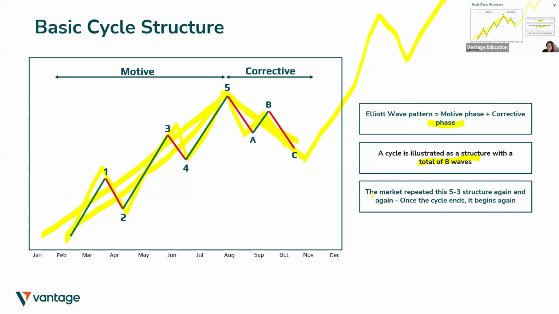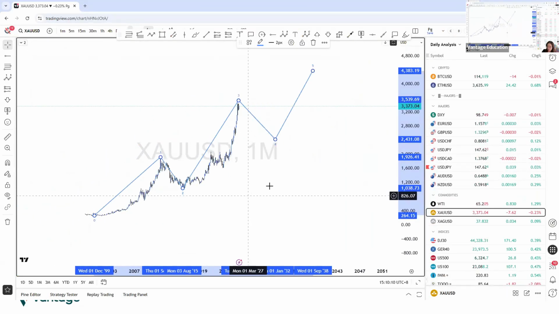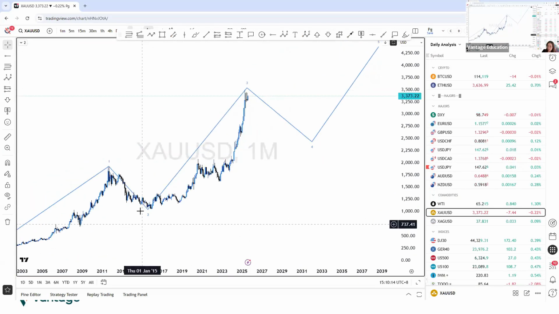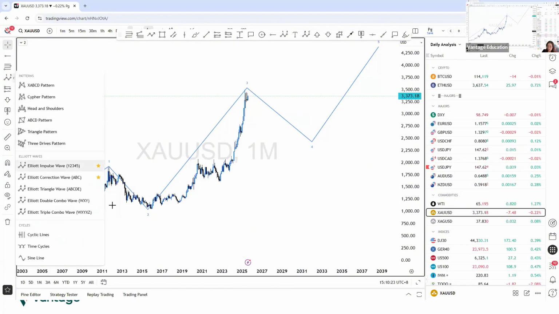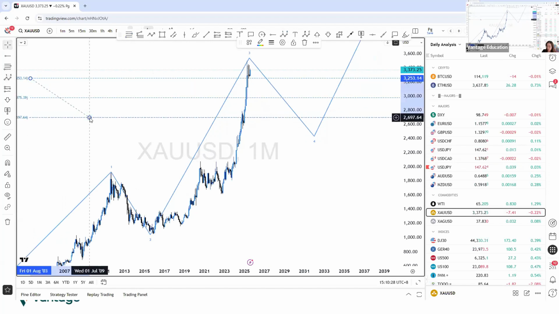Okay, the market repeats these structures again and again. Once the cycle ends, it begins again. So I will show you here, based on gold in the monthly time frame. Okay, you will remember that they said that in wave 1, let's just say in an impulsive wave here, then here the subdivided waves are wave 1, 2, 3, 4, 5, right? I might count something like that, I would say. So you get the bigger picture.